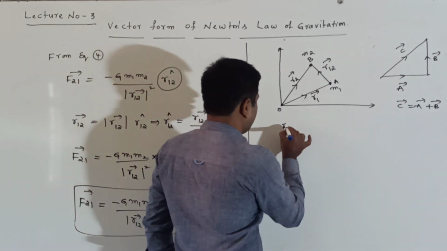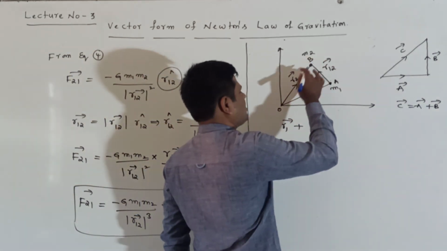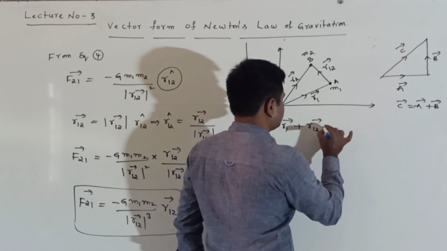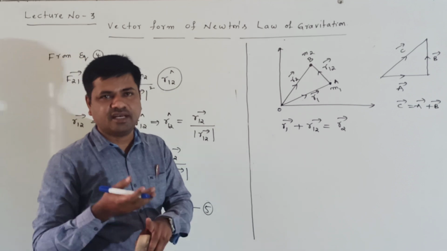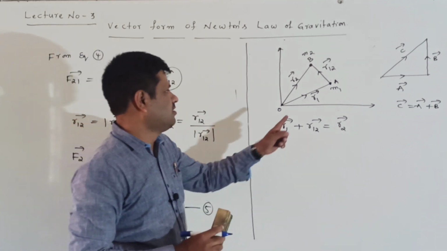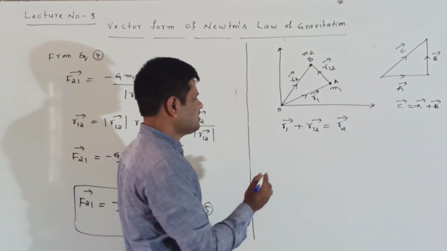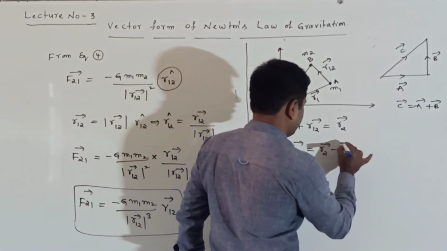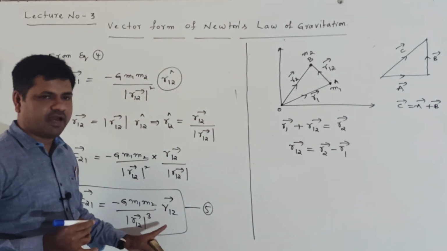Now what I am writing here is R1 bar plus R12 bar is equal to R2 bar. These two are in the same direction and this one is in the opposite direction. The two same direction vectors are added and made equal to the opposite direction vector R2 bar. From this, R12 bar is equal to R2 bar minus R1 bar. That R12 bar value I am substituting here.